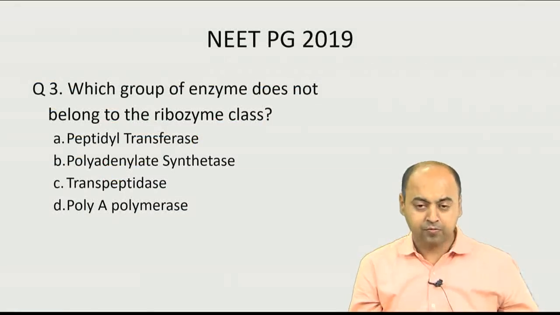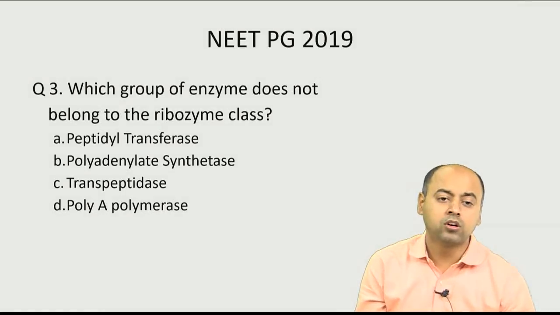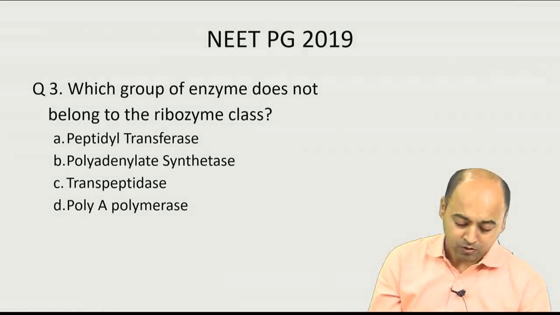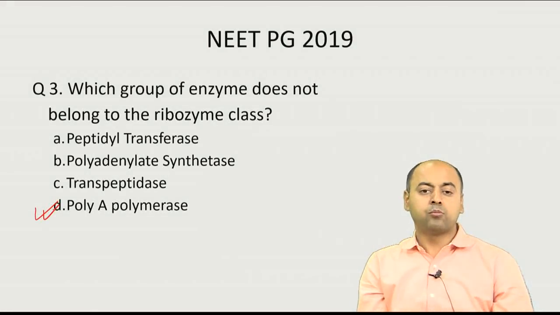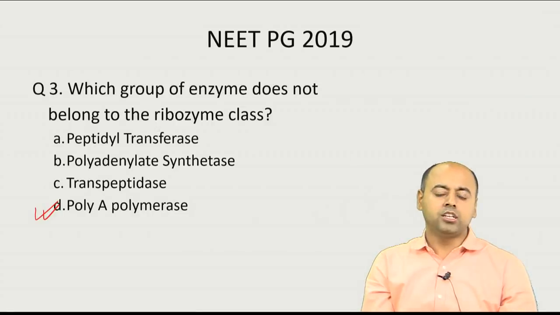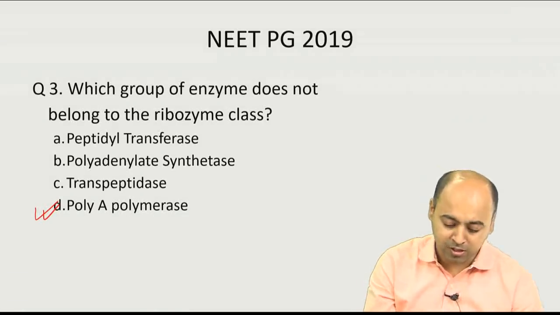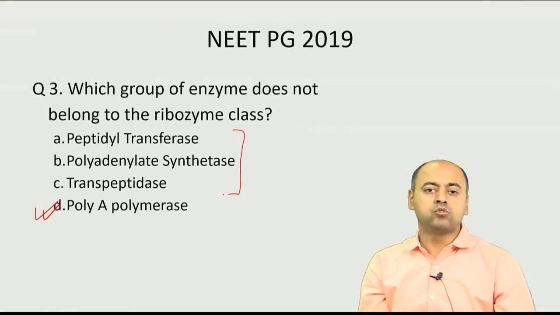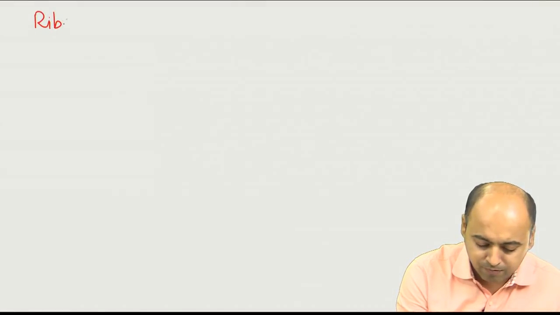Coming to question number 3, which group of enzyme does not belong to the ribozyme class? Now this is a slightly complicated question. First of all, the answer is poly-A polymerase. Poly-A polymerase is the enzyme which is not a ribozyme. The others have a ribozyme function. So first, what is a ribozyme? What do you mean when you say a ribozyme?